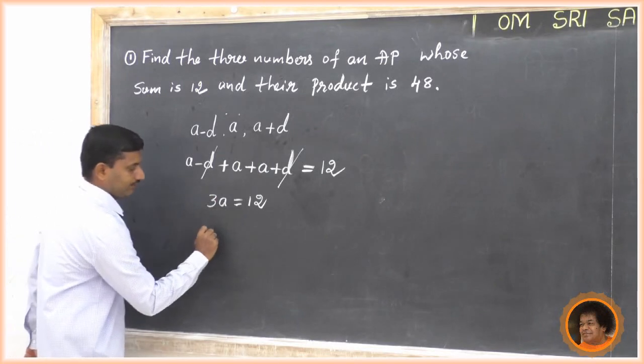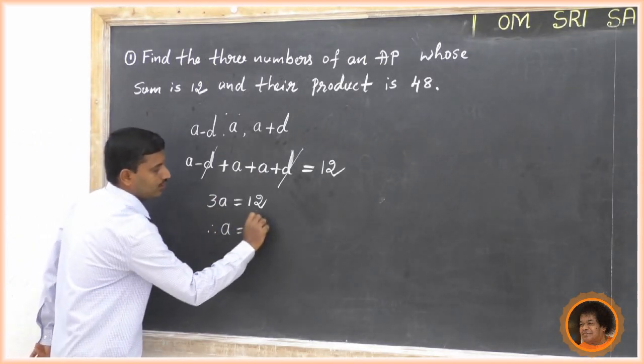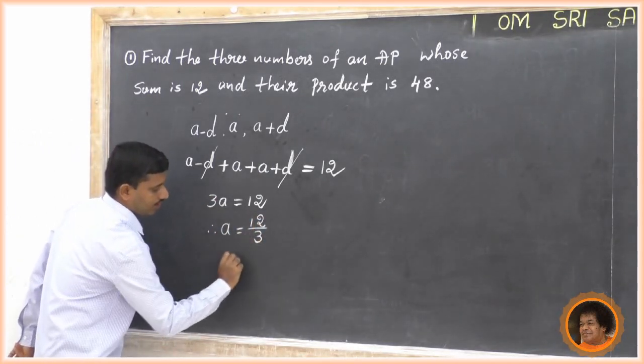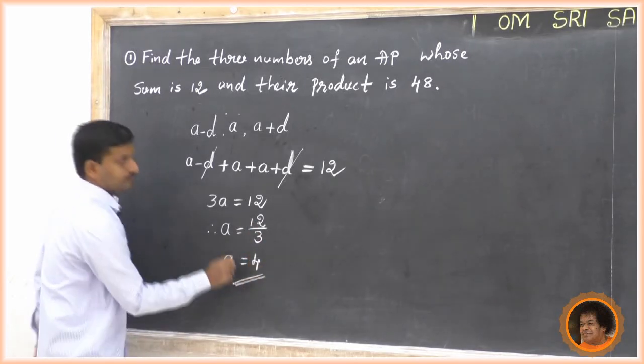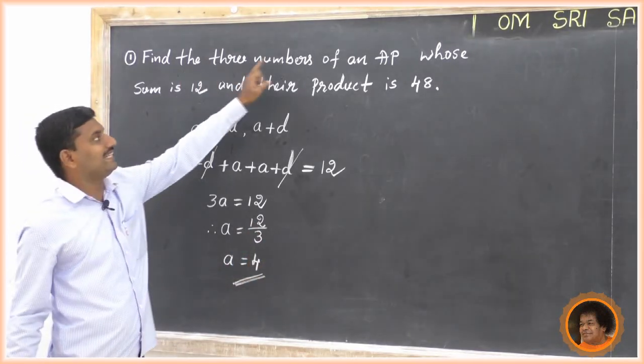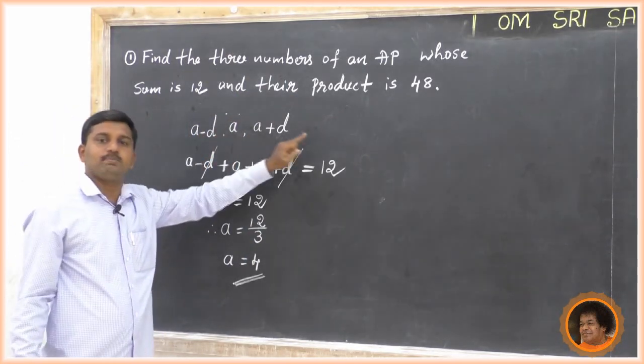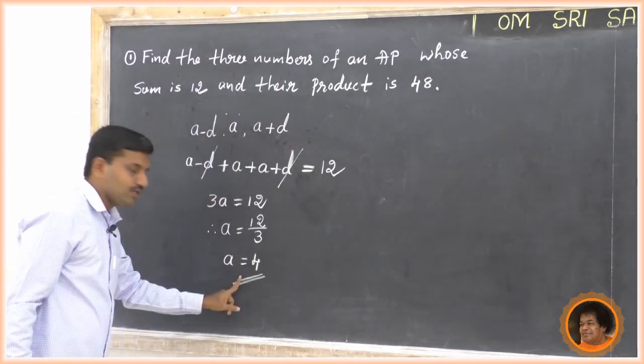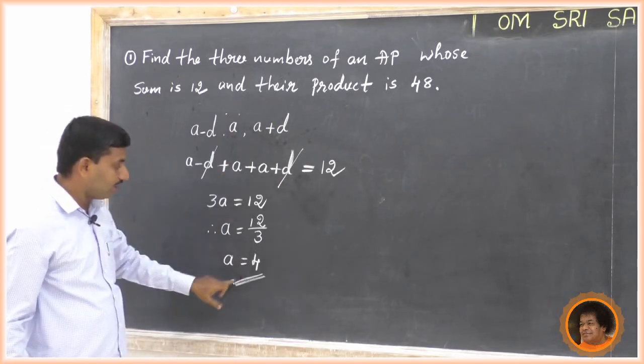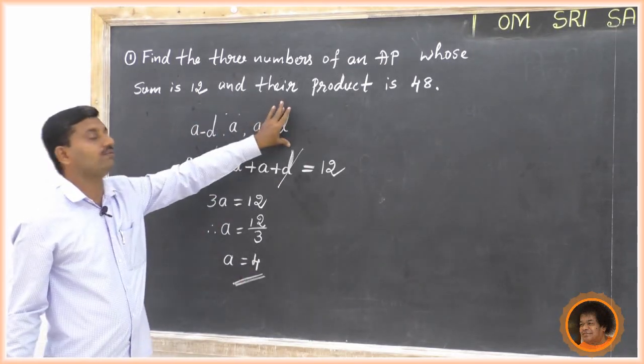So what is the value of a? a equals 12 by 3, so a equals 4. What is the question? Find the 3 numbers. Which are the 3 numbers? a minus d, a, a plus d are the 3 numbers. The value of a is 4. Now what is the value of d?